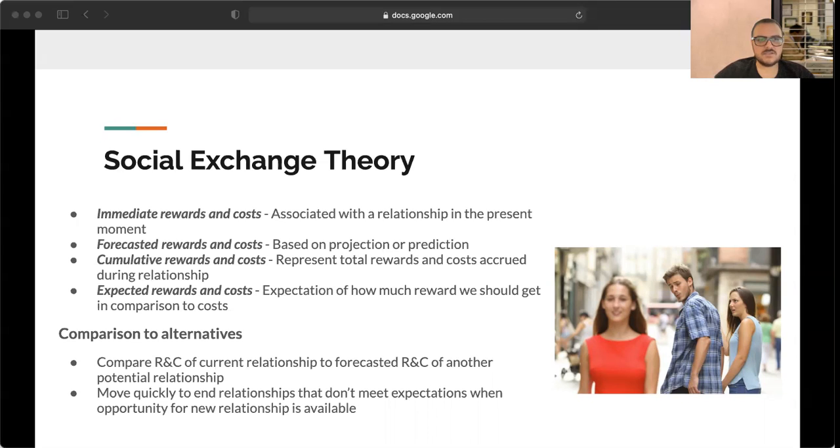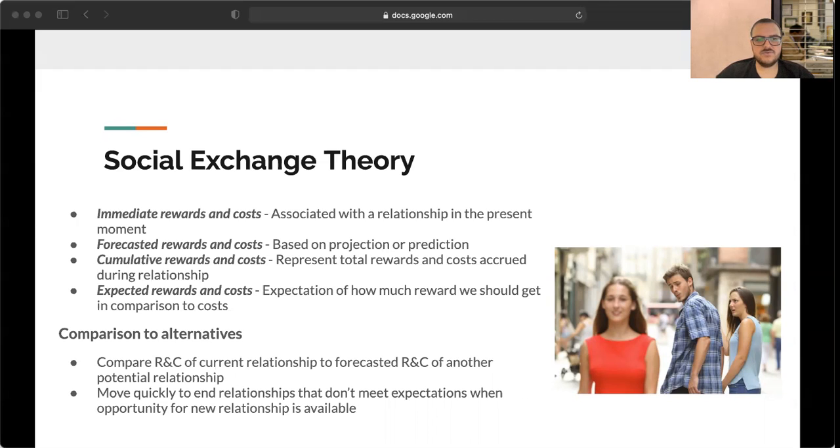Immediate rewards and costs are associated with a relationship in the present, so in the now. Forecasted rewards and costs are based on projections or predictions, and cumulative rewards and costs represent total rewards and costs accrued over the duration of the relationship. Expected rewards and costs are the expectation of how much reward we should get in comparison to the cost.